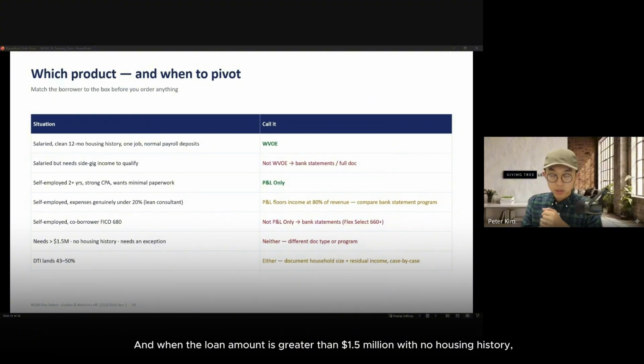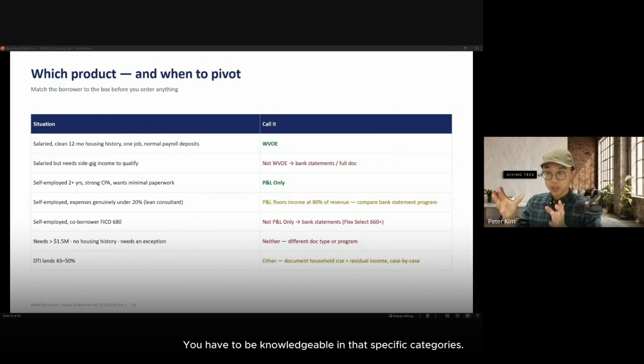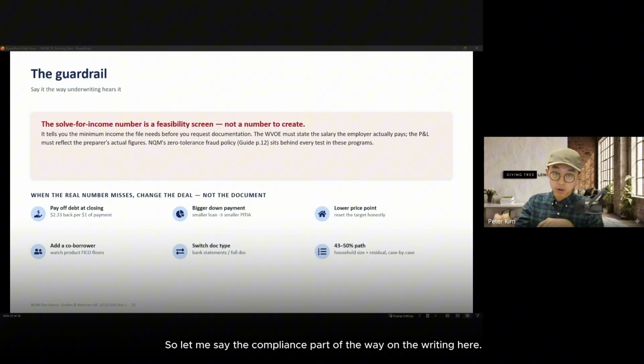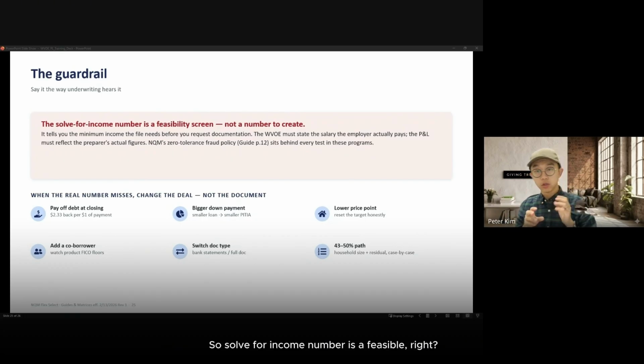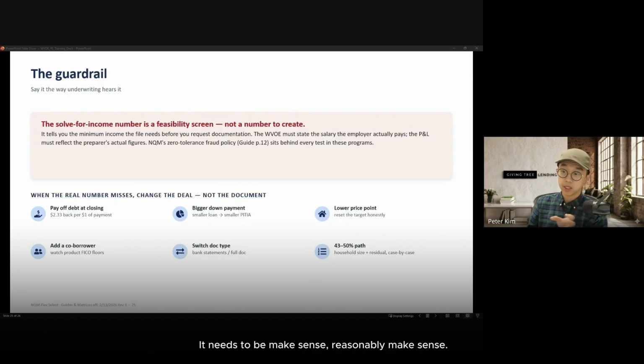And when the loan amount is greater than $1.5 million with no housing history, such as living rent-free with family members, or you need an exception, it's tricky. You have to be knowledgeable in those specific categories. So what can be the guardrail? On the compliance side of underwriting, solving for an income number is feasible. A 43 with a sharp back-end DTI is a workable way to do it, but we don't recommend it. It needs to reasonably make sense.